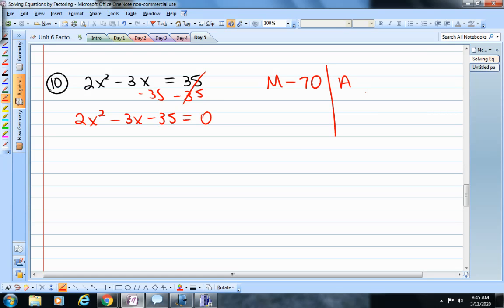And then we're going to add to get what number? All right, let's think about this. We need a negative and a positive, and the bigger one's going to be a negative. Negative 10 and positive 7. Y'all agree? Yeah.